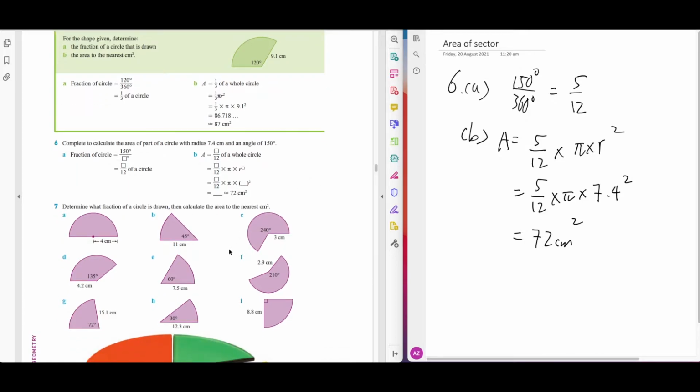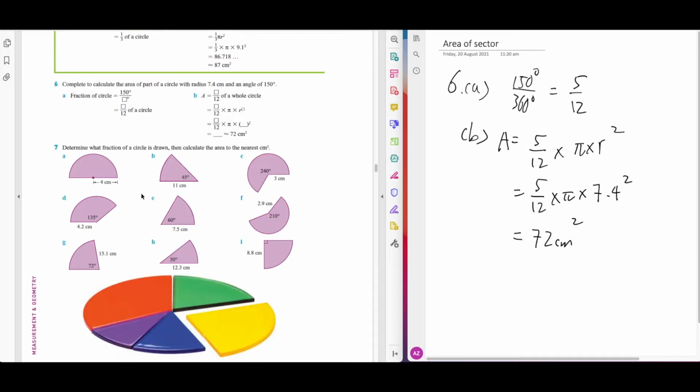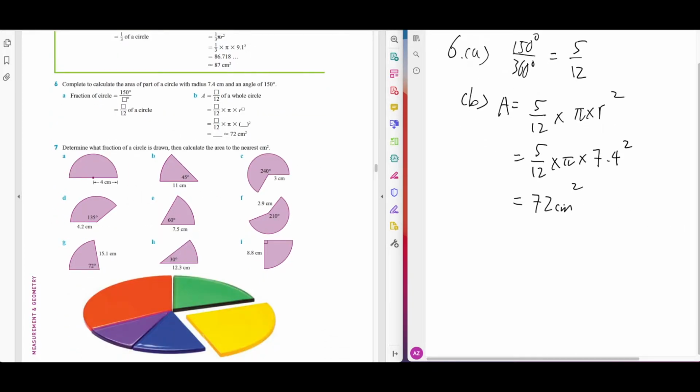Now, there'll be some more of these questions here, so let's take a look at question 7a. Now 7a, even though they don't give you what angle it is, it's pretty obvious that this is half a circle, right? So if it's obvious that it's a half a circle, we can just say fraction is equal to a half, right?